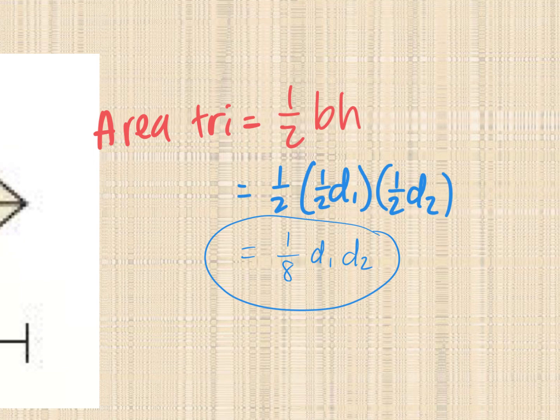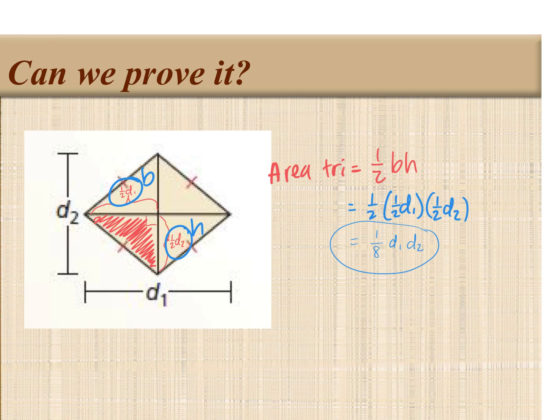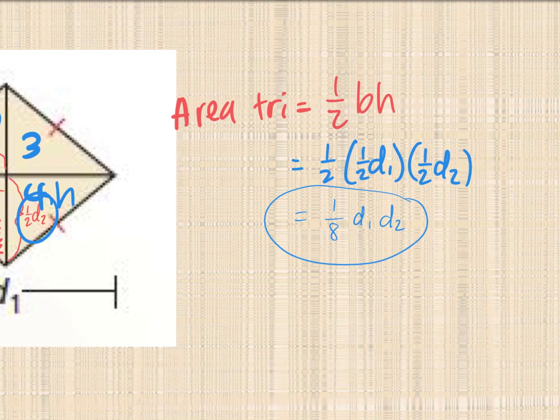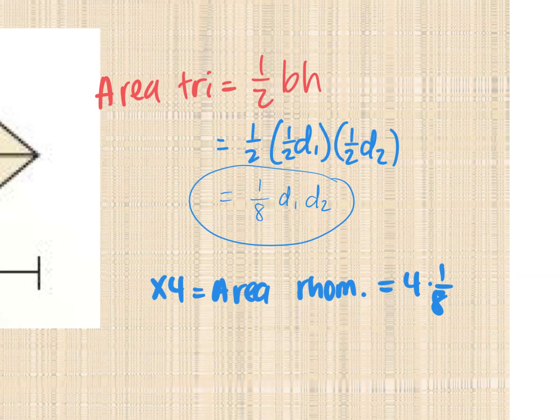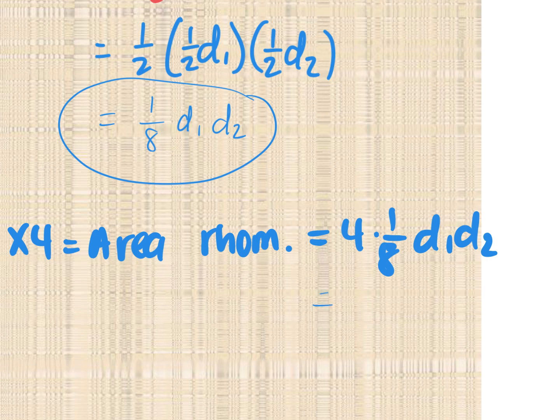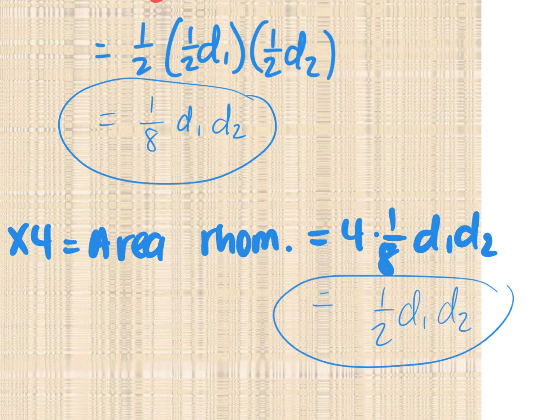Now, let's repeat this. How many of these triangles do I have in my figure? 1, 2, 3, 4. So what do I need to do with this area? If I multiply it by 4, that will give me the area of the rhombus, which is 4 times 1/8 times D1 times D2. What's going to happen here? 4 times 1/8 becomes 1/2. Is that not the area formula for a rhombus? Boom, we just proved it.